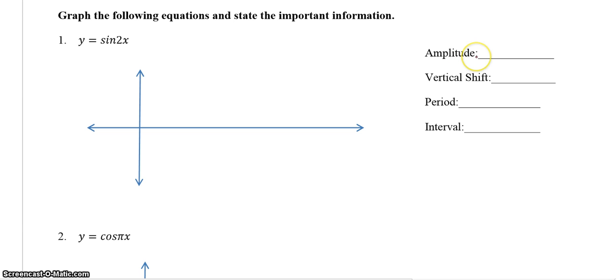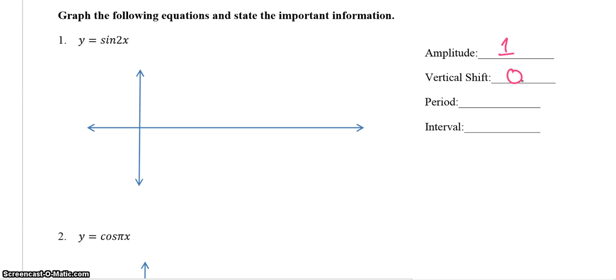So the first thing it asks for is amplitude. Amplitude is always the number in front of the sine or cosine. In this case there's nothing there, so it's just 1. If we're looking at the vertical shift, that's if there's a number being added or subtracted on. We don't have that, so it would be 0.